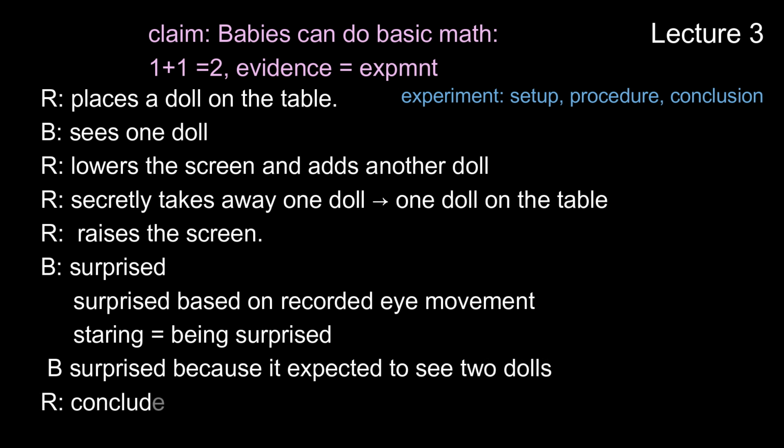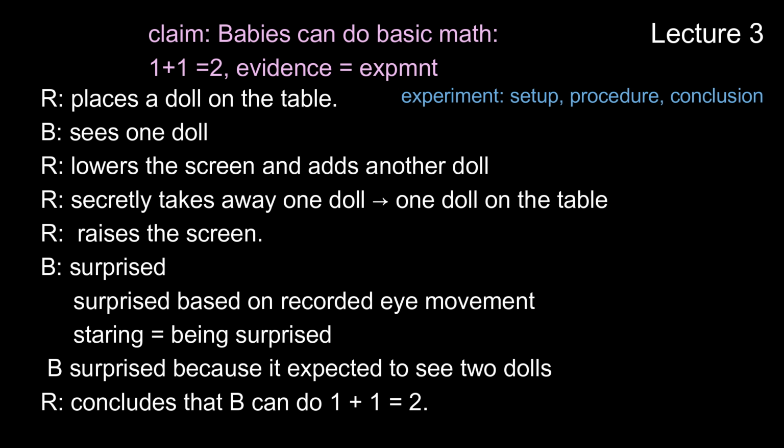Researchers place a doll on the table. So babies know there is a doll. Researchers lower a screen in front of the baby and place another doll behind the screen. So there should be two dolls, but actually, the researchers secretly took away one doll, so there is one doll actually. Researchers then raise the screen. The baby is surprised to see one doll. Why was the baby surprised? Because the baby expected to see two dolls.